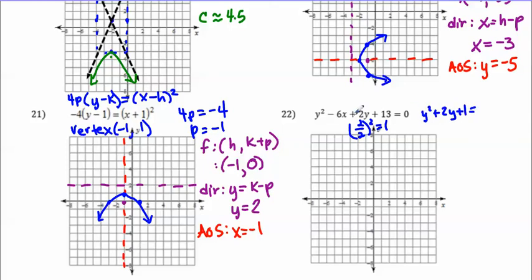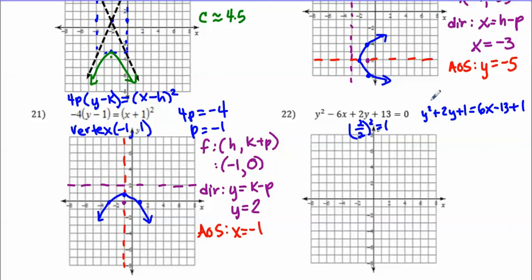I'm going to move the x terms to the other side and the 13 as well. So I have negative 6x. If I add that to both sides, I get 6x on the right. If I subtract 13 from both sides, I get negative 13 on the right. And because I added 1 to the left, that's this one right here, I have to add 1 to the right as well.